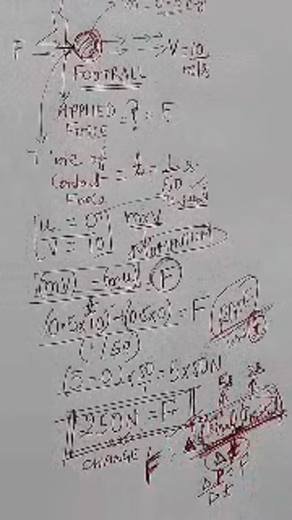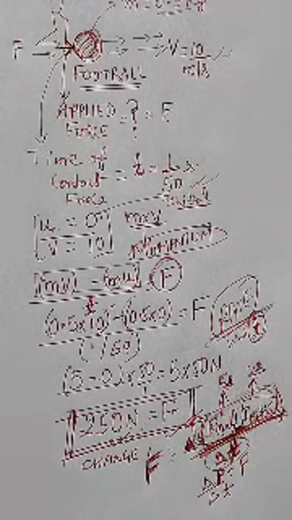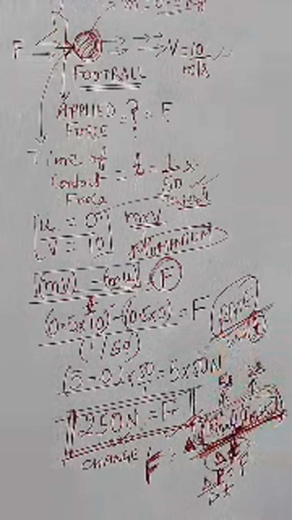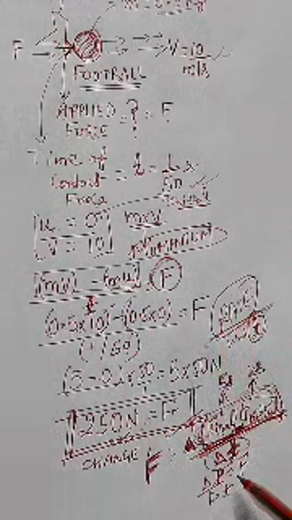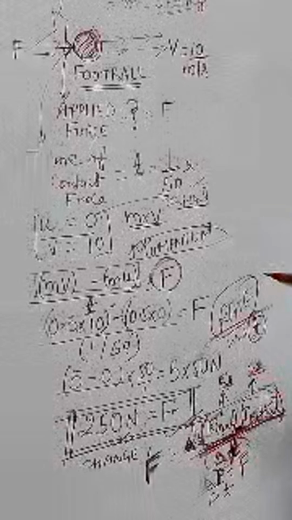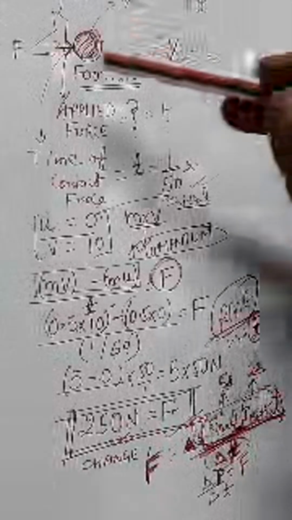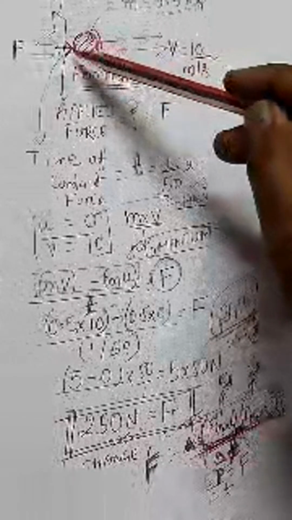For any numericals related to momentum, just apply the same formula. You just need to understand the numerical first. What's it saying? Understand the scenario. This footballer is kicking the ball for a fraction of a second, that means 1/50th of a second. Here the ball is in contact with the foot for a very short duration.